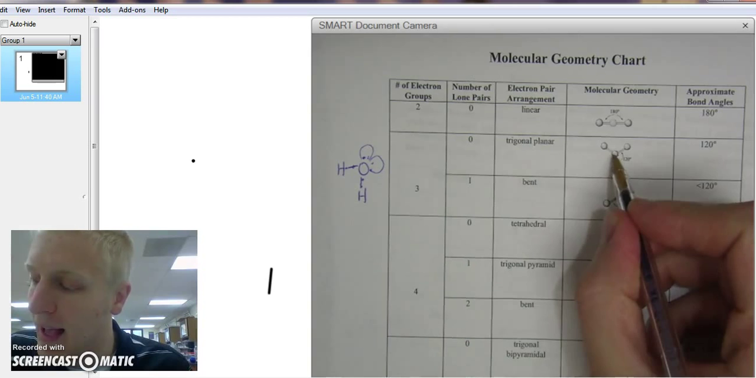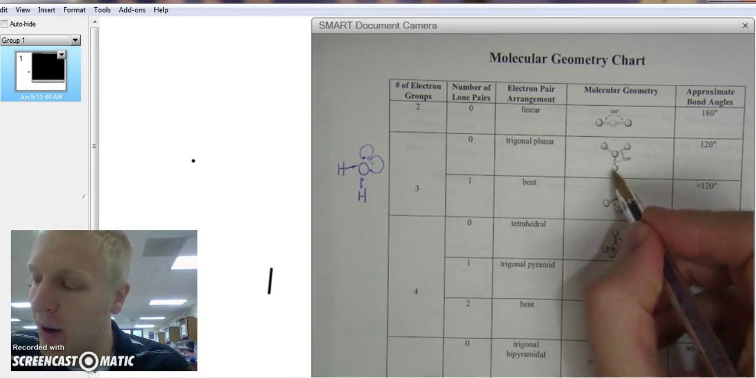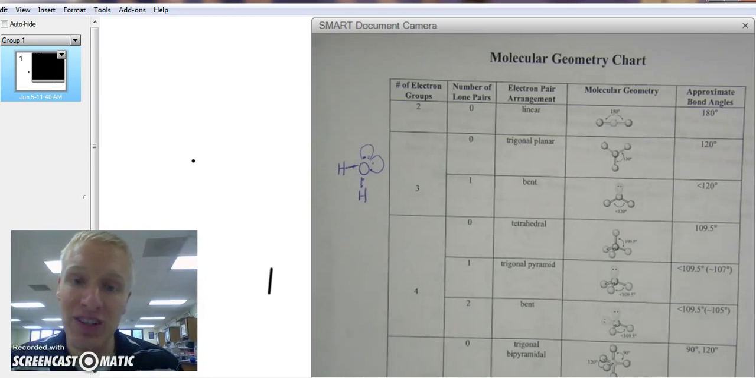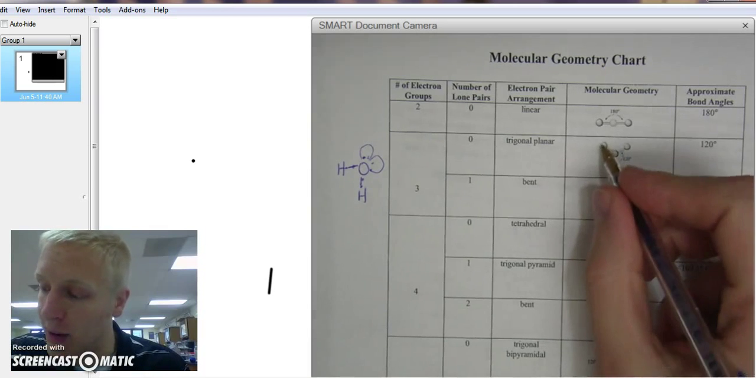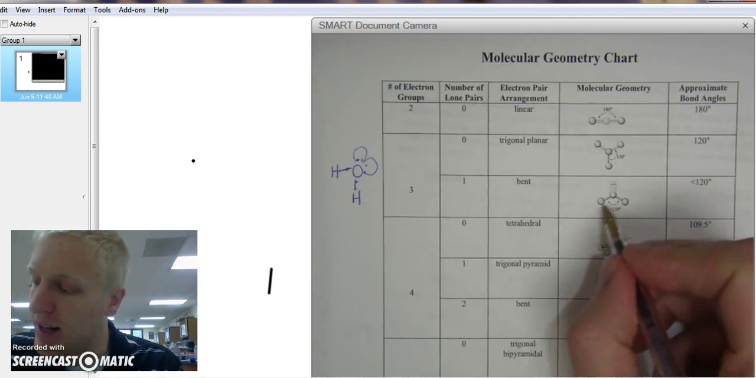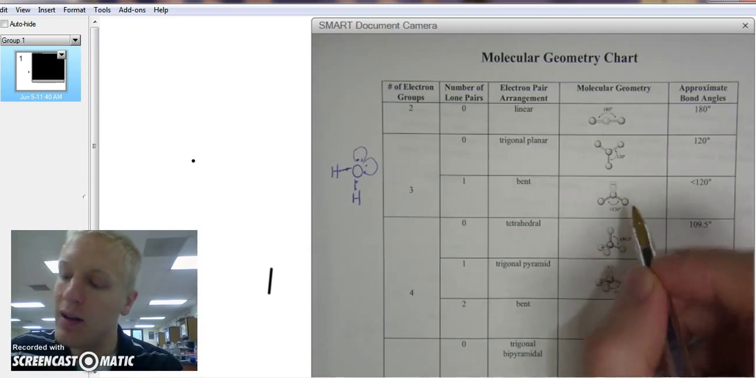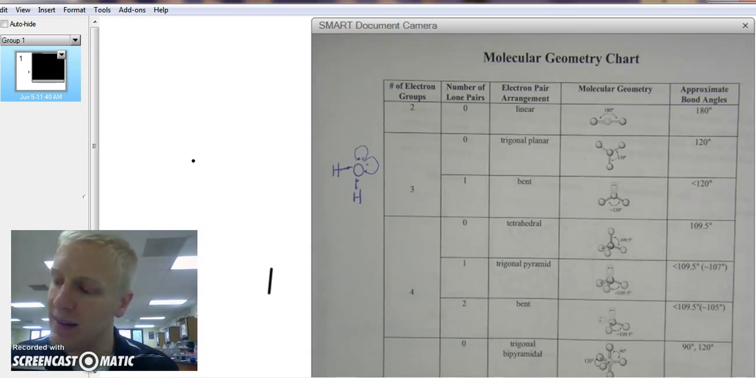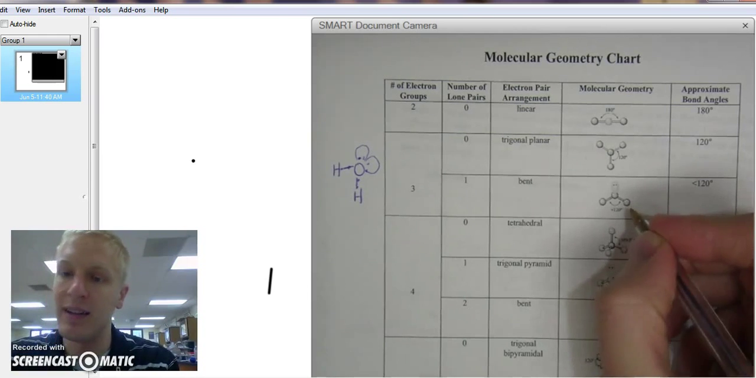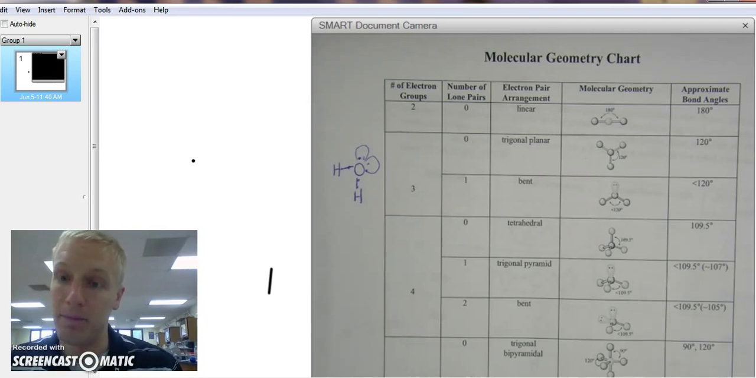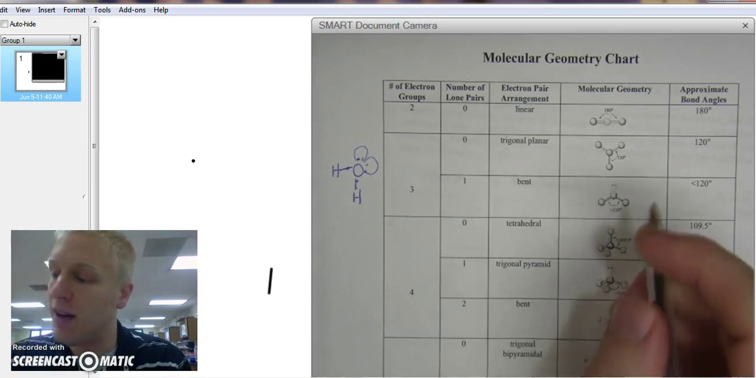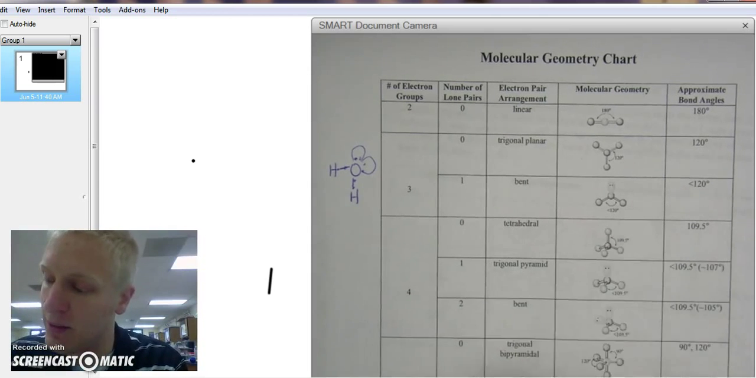Trigonal planar has 1, 2, 3 outer atoms and again 0 lone pairs on the center atom. When we're looking at lone pairs, we're just focusing on the center atom. The outer ones do not matter, it's the center atom. Bent is going to have 1, 2 outer atoms and 1 lone pair. And the reason that is because this lone pair repels the other electrons in here, bending that molecule, whereas linear had 0 lone pairs, so it's not being bent by repulsion of those lone pairs, those electrons.